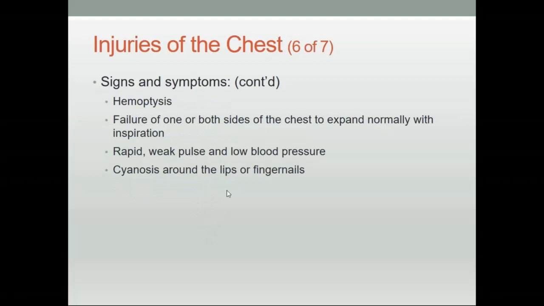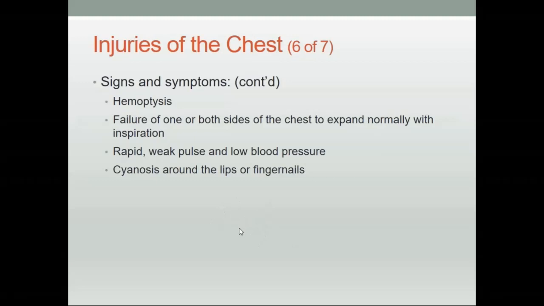Hemoptysis, that's coughing up blood. So with injuries to the lung, we can see hemoptysis, and that is a sign that there is something serious going on in the chest that we need to deal with. If we have a patient with hemoptysis, we need to get the bag valve mask out, provide positive pressure ventilation, and try to move some of that fluid out of the way and get oxygen as deep as we can down in the lungs when we ventilate the patient.